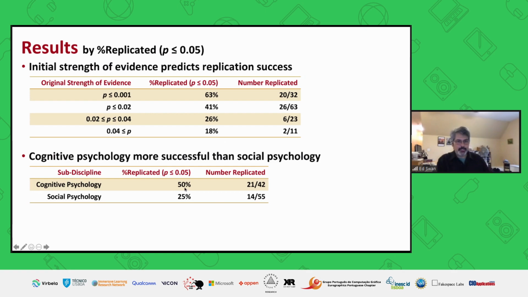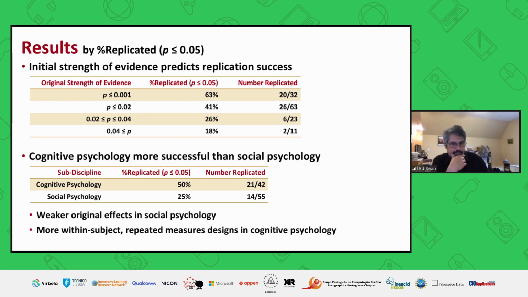So 50% of the cognitive psychology results were replicated, but only 25% of the social psychology results. So there were weaker original effects in social psychology. And that could be because social psychology effects, things like measurements of personality and things like that, are harder to measure. These are higher level cognitive phenomena, harder to measure. In addition, cognitive psychology tends to have more within subject repeated measures designs, which give you more experimental power.